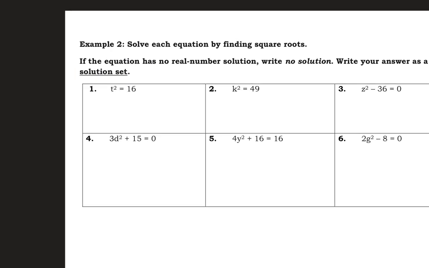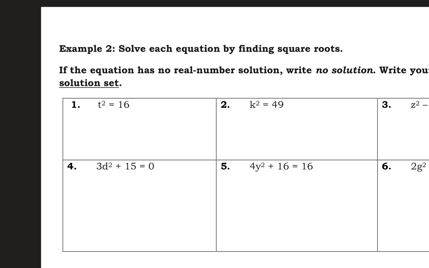Before we do the graphs, let's do these 2 by hand. So all you would do here, since the t squared is already by itself, all you have to do is square root it. So can y'all square root 16 for me? So just the square root of 16.